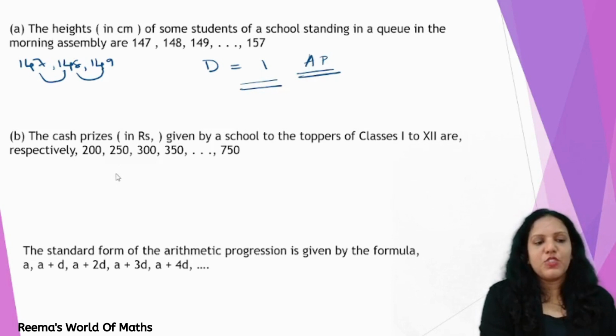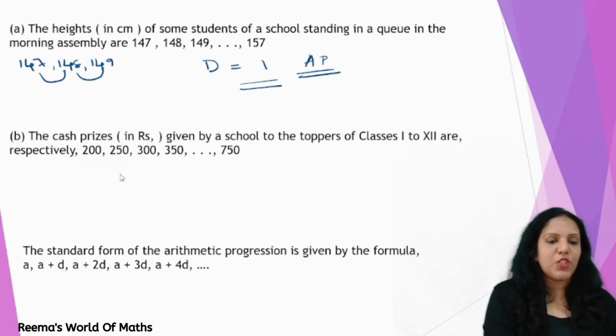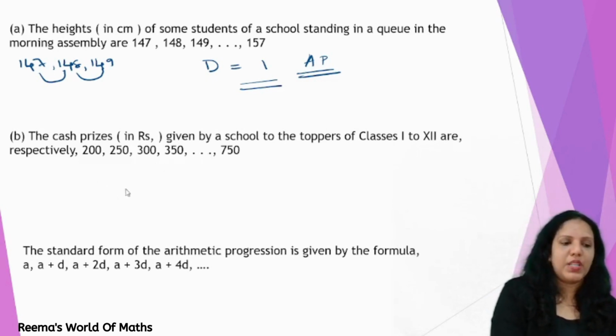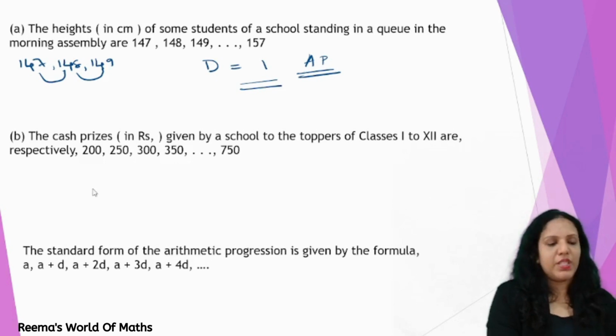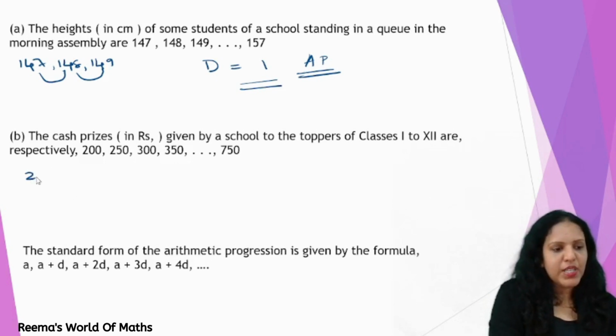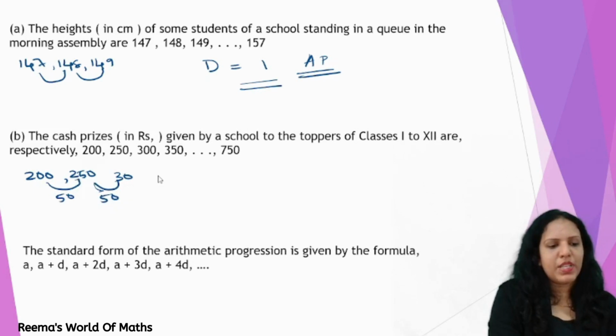Another one: the cash prizes in rupees given by a school to the toppers of classes 1 to 12 are respectively 200, 250, 300, 350, and the last term is 750. The last prize given is 750. So the first term is 200 and the second term is 250. Correct? So the difference between the first and second term is 50, and between the second and third the common difference is 50, and for the fourth term the common difference is again 50.